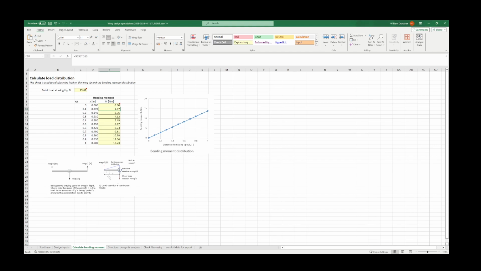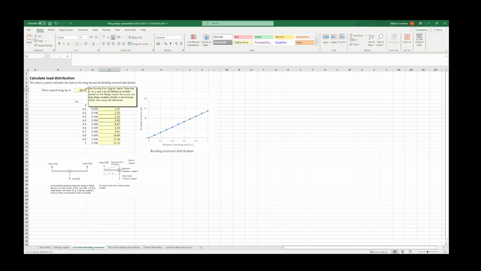So if we take half a wing and fix it in the middle, and we apply that load at the tip, there's a bending moment distribution like that. And the thing we're interested in is the maximum bending moment at the root of the wing. So what we need to do to get this distribution is we need to know what the point load is, and then we need to work out how that bending moment changes as we go along the wing. So point load at wing tip.